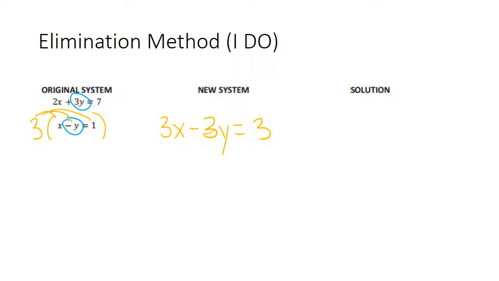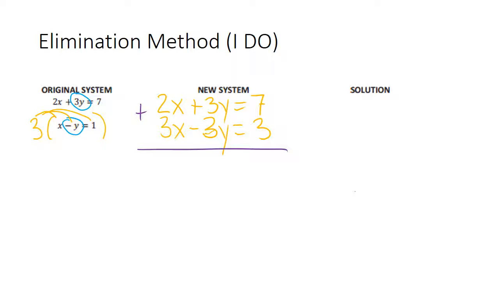Now I didn't do anything to the top, so I just write it. Make sure you line up your x's and y's. Okay, so that was the multiplying part. All right, so I multiplied everything by 3. That way my y's would cancel. So let's combine like terms.